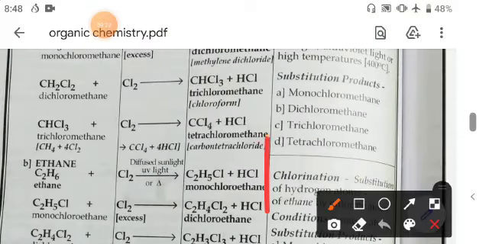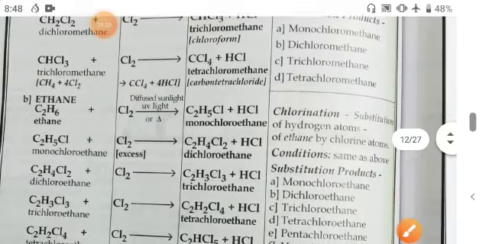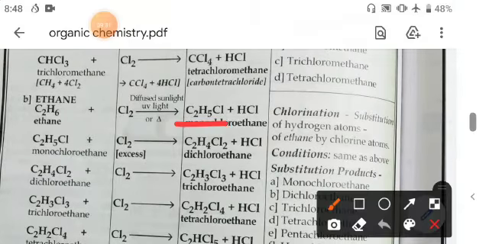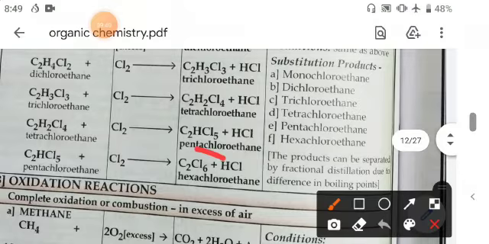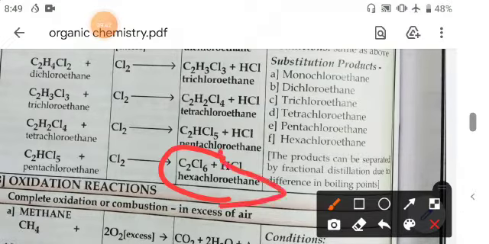Ethane, very same, will also react with chlorine to give chloroethane, then dichloroethane, trichloroethane, tetrachloroethane, and finally pentachloroethane and hexachloroethane, and releases HCl in all cases.